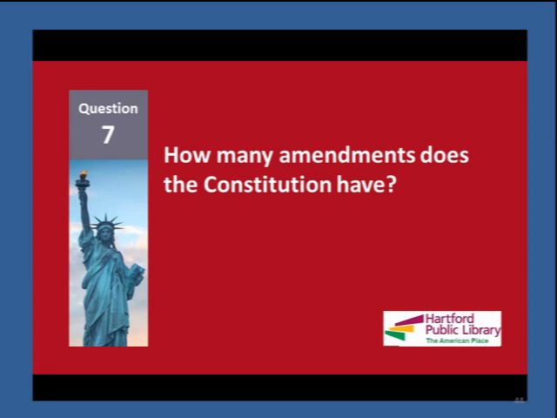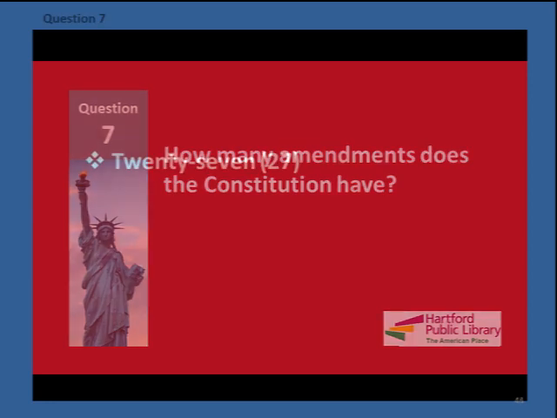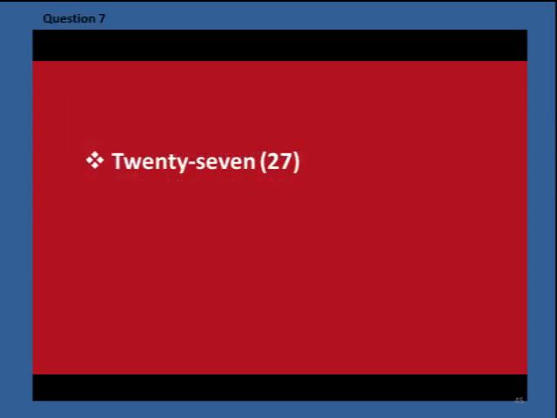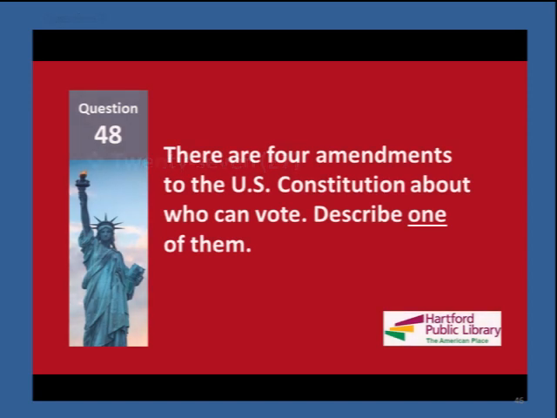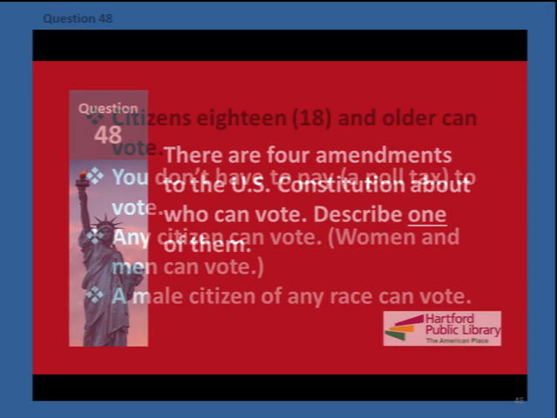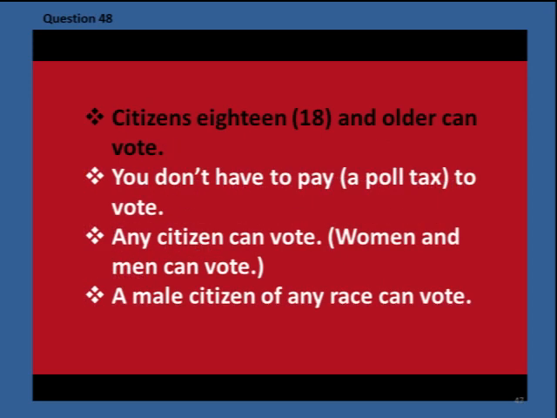Question 7. How many amendments does the Constitution have? 27. The Constitution has 27 amendments. Question 48. There are 4 amendments to the Constitution about who can vote. Describe one of them. Any citizen who is 18 or older can vote.